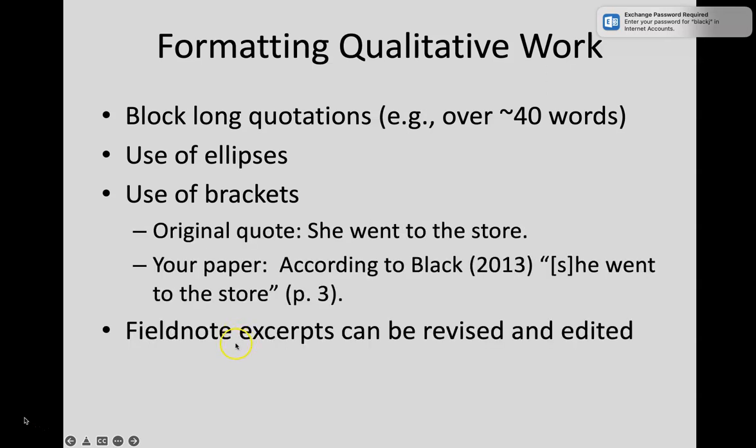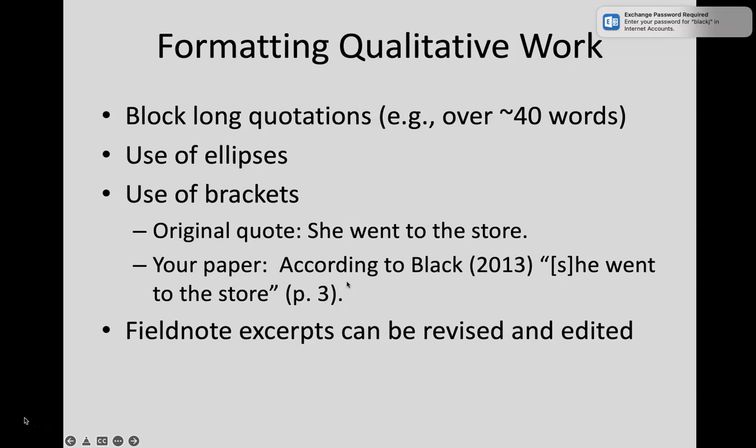I also want to mention on this slide that within your APA manual, it talks about the use of ellipses and the use of brackets. And I think it's important that you review that while you're writing your final paper. One of the examples here of the use of brackets: if you change anything out of the direct quote, then it is different than what was actually quoted in your resource. Let's look at this example here. So if you have an original quote where it says, "she went to the store."